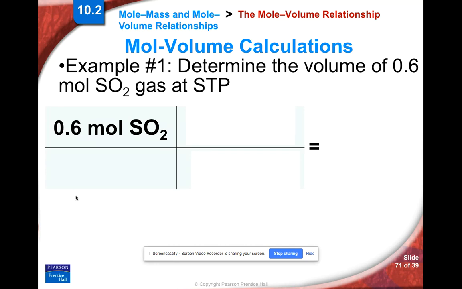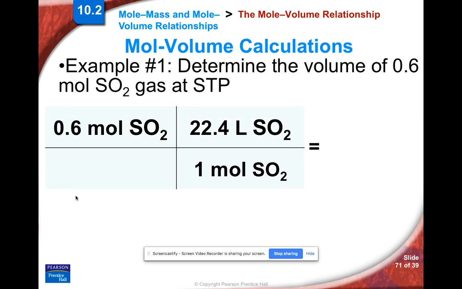Example 1: determine the volume of 0.6 moles of sulfur dioxide gas at STP. We always start by putting the unit that they give you, 0.6 moles of SO2, in the top left block. Remember, the bottom right block always has to have the same unit as the top left block. So in that bottom right block, I'm going to put 1 mole of SO2, and the unit we're trying to solve for, which in this case is the volume in liters of sulfur dioxide, goes in the top right block. That's where the conversion factor comes in, 22.4 liters per 1 mole. Now you just pull out your calculator, multiply the two numbers, and you get 13.44 liters of sulfur dioxide.